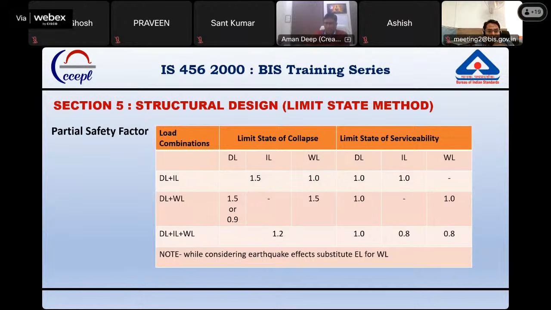Similarly, in the revised standards, these load combinations will be dealt with in detail, and many different load combinations have been specified. Whenever this IS 456 revision comes, you will see a lot of load combinations for various conditions.